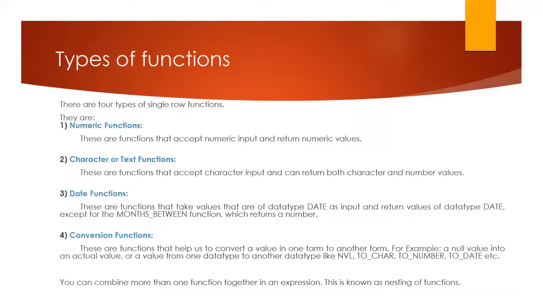Fourth one is conversion functions. These are functions that help to convert a value from one form to another form. For example, a null value into an actual value, or a value from one data type to another data type, like NVL, TO_CHAR, TO_NUMBER, TO_DATE, etc. You can combine more than one function together in an expression. This is known as nesting of functions.